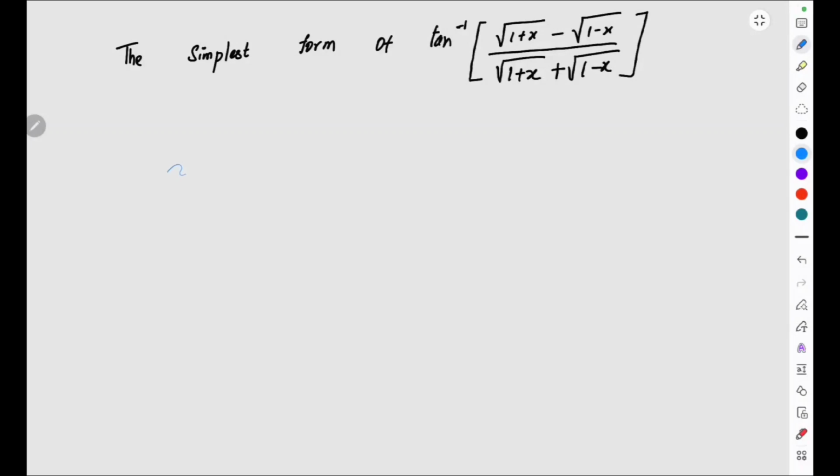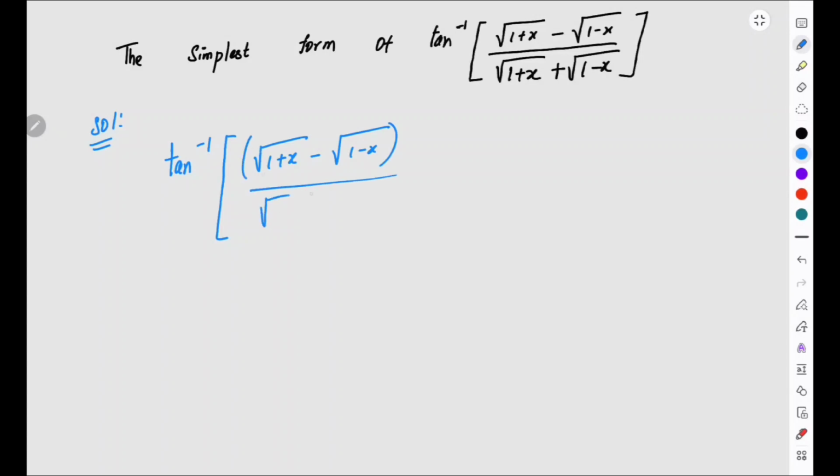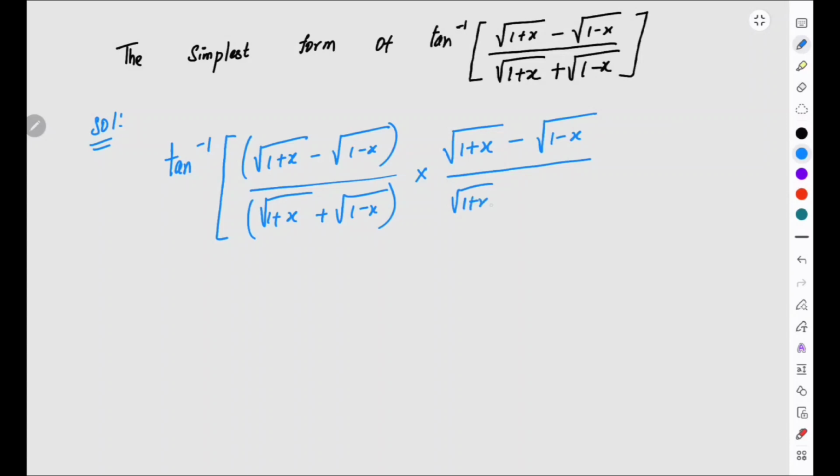We have to find the simplest form of this. So let us consider first tan inverse of root of 1 plus x minus root of 1 minus x divided by root of 1 plus x plus root of 1 minus x. So we are going to rationalize. If you rationalize, you get root of 1 plus x minus root of 1 minus x divided by root of 1 plus x minus root of 1 minus x.